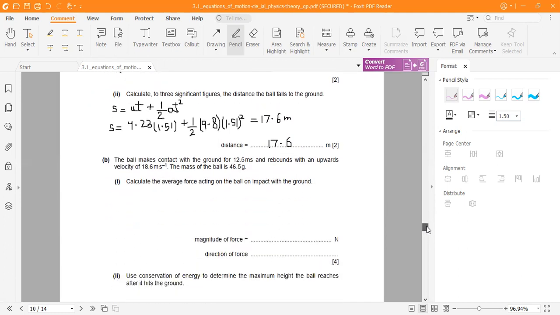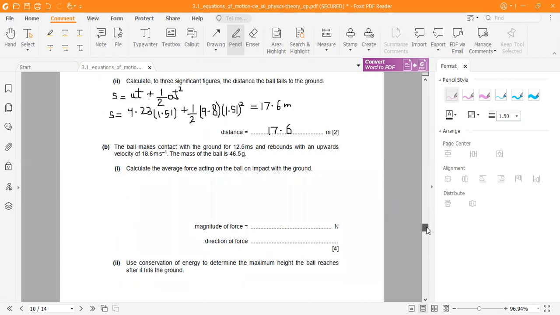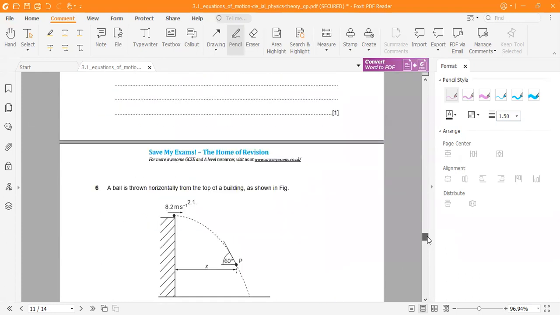The ball makes contact with the ground for. Okay, so this is again from the next chapter. This is about momentum. We are not going to do this one. In the next chapter you will study what happens when the ball bounces. So when you throw a ball on the ground and it bounces back, what happens after that? This will deal with that. You will find the force that the ground exerts on the ball and everything like that. Then conservation of energy, all of that.